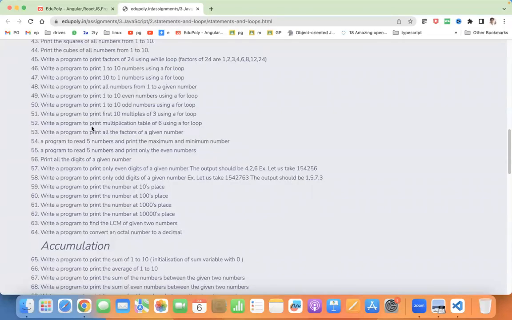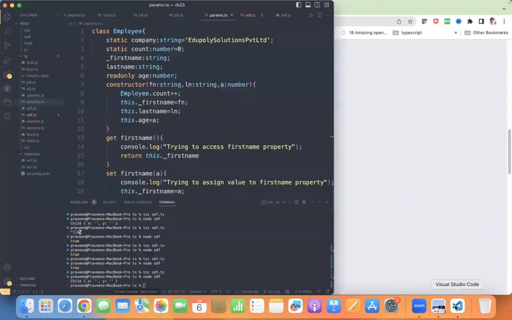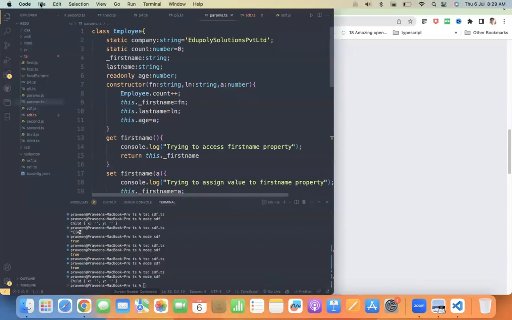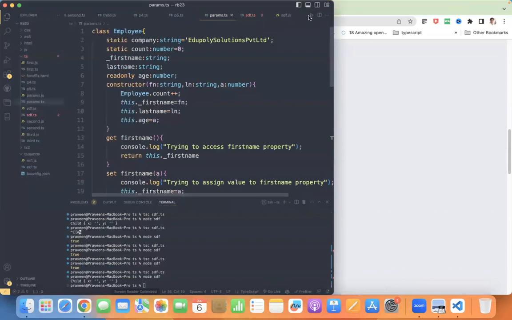So we are at: write a program to print factors of a given number. So my first point is, what is our approach? What are factors?